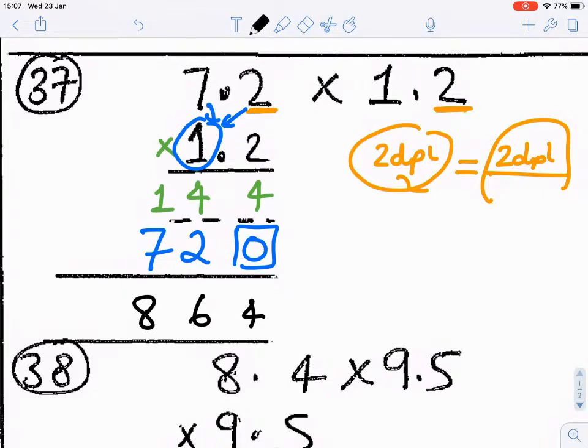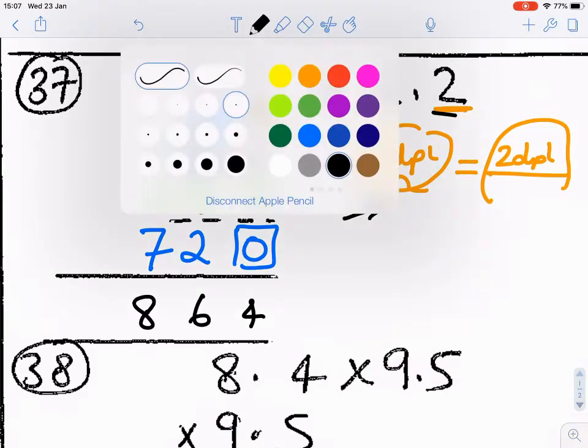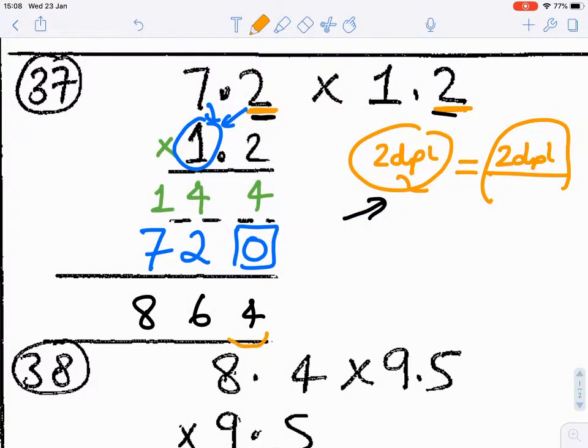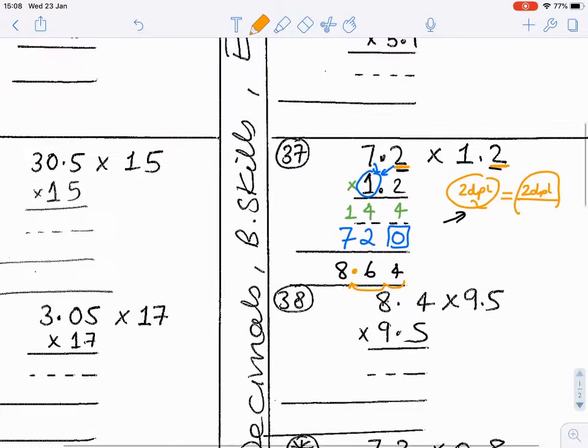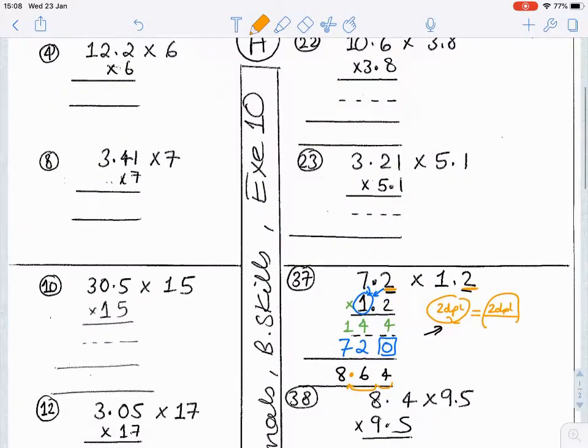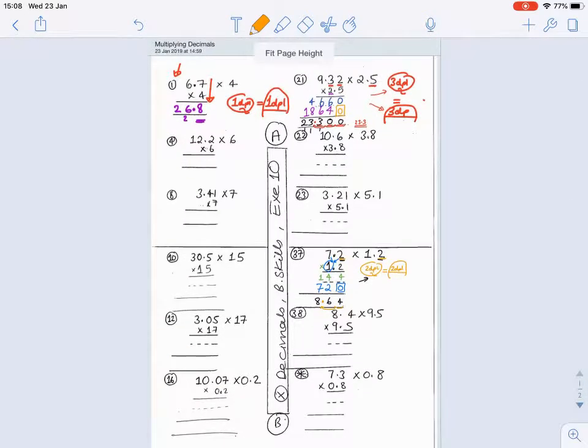Okay, so now let's look over here. We said 2 decimal places in the question from here and here, so we'll have 2 in the answer, so let's put 2 back in the answer. So 1, 2, nice big fat decimal point over there. And that's the end of this quick video that we're doing today. So we've done question 1, 21 and 37.